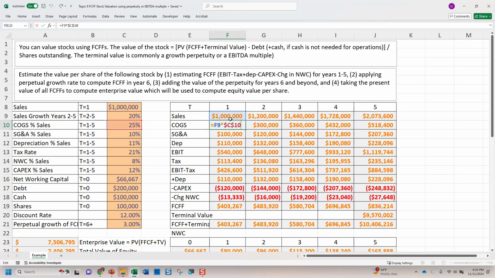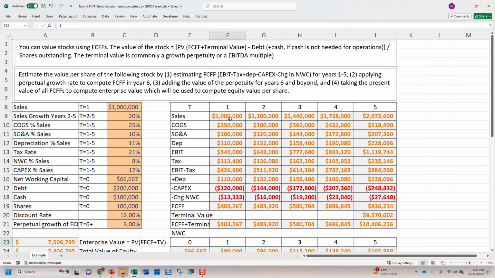I have my COGS as a percentage of sales, my SG&A as a percentage of sales, my depreciation as a percentage of sales. I then have EBIT, taxes, and that'll give me EBIT after tax. And then I can just go from EBIT after tax to FCFFs by adding depreciation back, subtracting CapEx, which in this case is assumed to be 12% of sales, and then subtracting changes in net working capital.